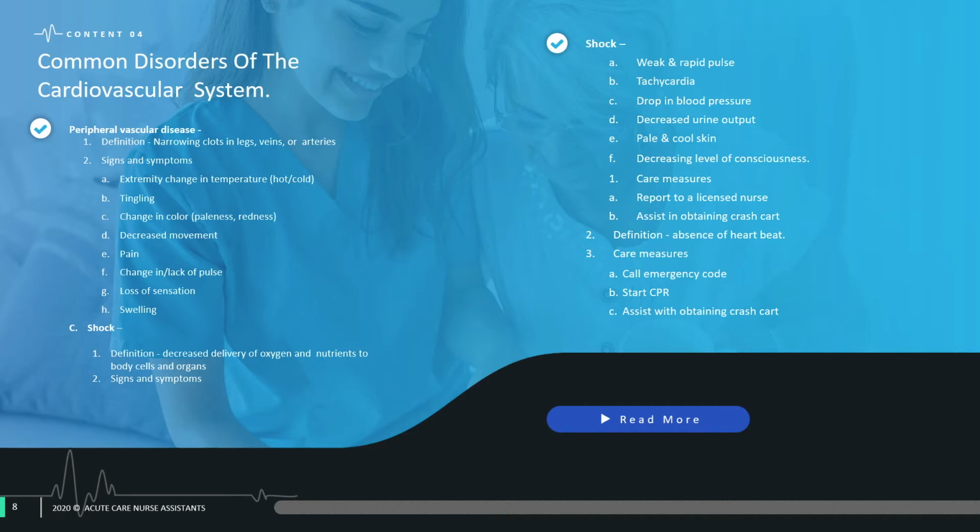Shock. Definition: decreased delivery of oxygen and nutrients to body cells and organs. Signs and symptoms: weak and rapid pulse, tachycardia, drop in blood pressure, decreased urine output, pale and cool skin, decreasing level of consciousness. Care measures: report to a licensed nurse, assist in obtaining a crash cart. Absence of heartbeat. Care measures: call emergency code, start CPR, assist with obtaining crash cart.